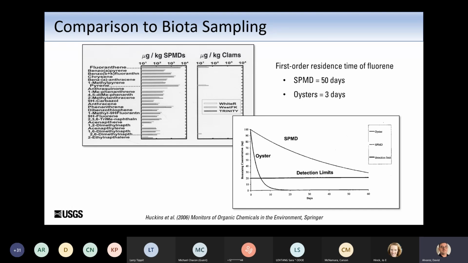Doing some modeling, looking at first order residence time for a typical PAH, in this case fluorene, you can see in the lower figure that you'll have detectable levels of fluorene left in the SPMD over at least a 2-month period. You should be able to still detect something, as opposed to the oyster, where after about 5 days pretty much all detectable levels were below the detection limit, and by about 15 days, levels were back down to baseline. So if there was an episodic event, you do have a defined time before that event would have been lost in these types of samplers.